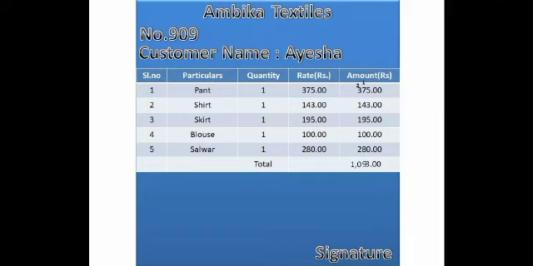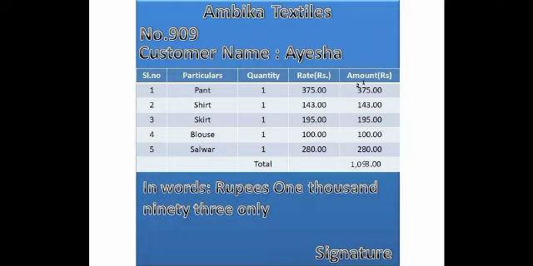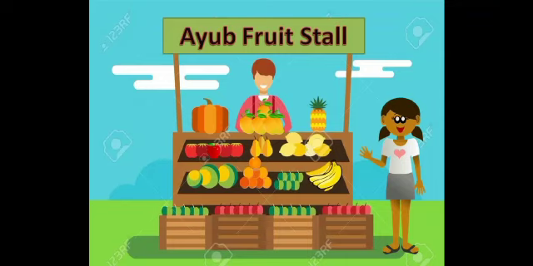1093. Now, what the shopkeeper does, he writes the amount, he writes it in words also, and he signs and gives the bill to Aisha. So how much she has to pay? Yes, she has to pay 1093 rupees.